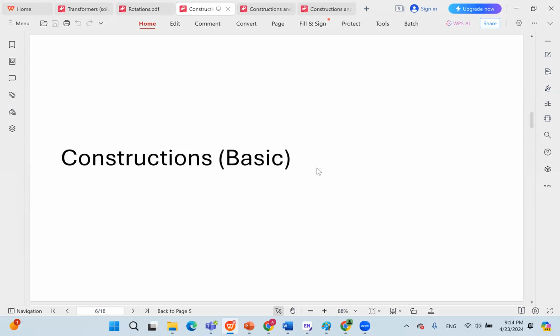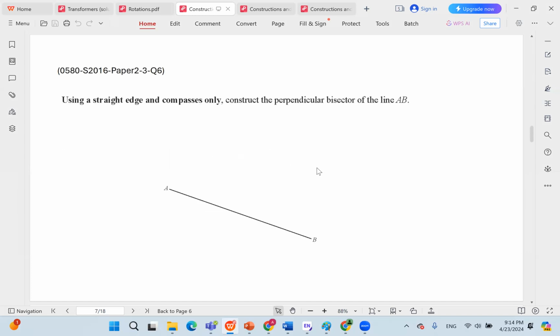Next, we move on to basic constructions. Using a straight edge and a compass only, construct the perpendicular bisector of the line AB. Of course, you need a compass to draw this accurately. I'm just going to give you an idea of how to do it. So your final output should look something like this. It's a line that is perpendicular to AB, and it bisects AB as well.